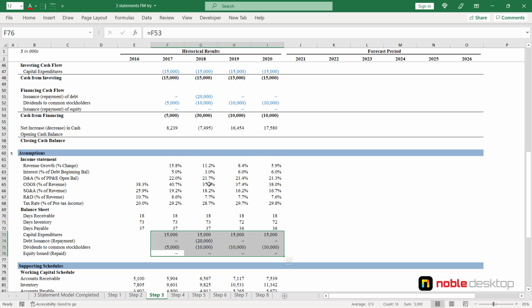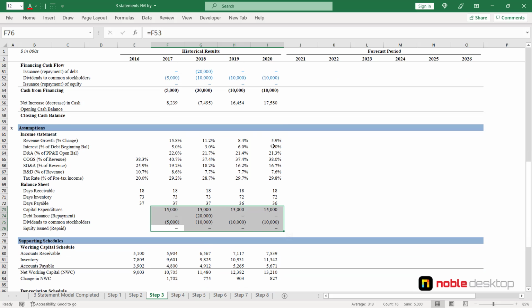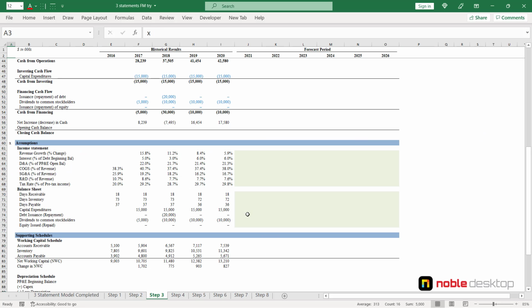Great job! We just completed step number 3, historical value drivers calculations, and in the following step, step number 4, we will make assumptions for the value drivers here.